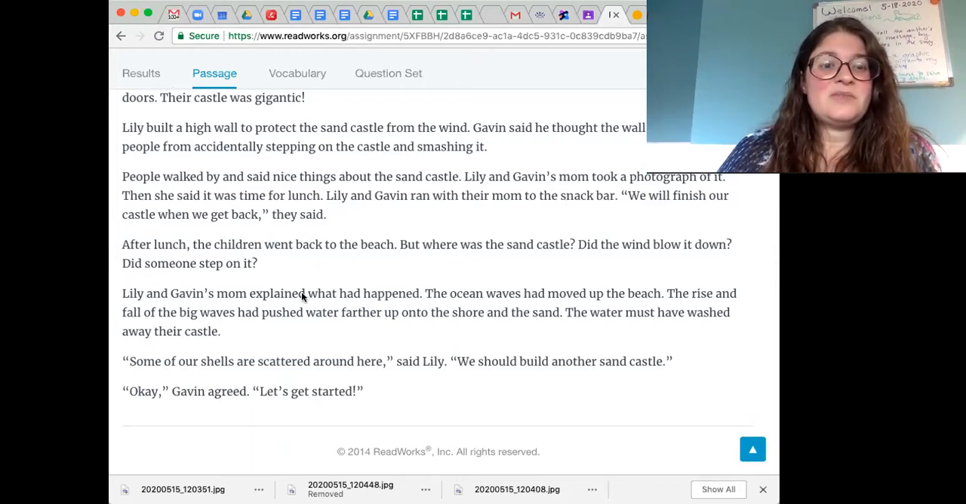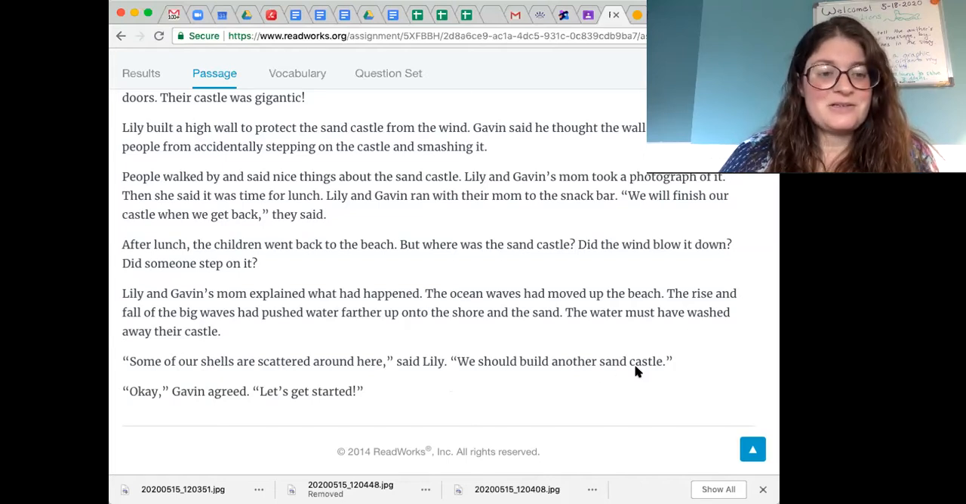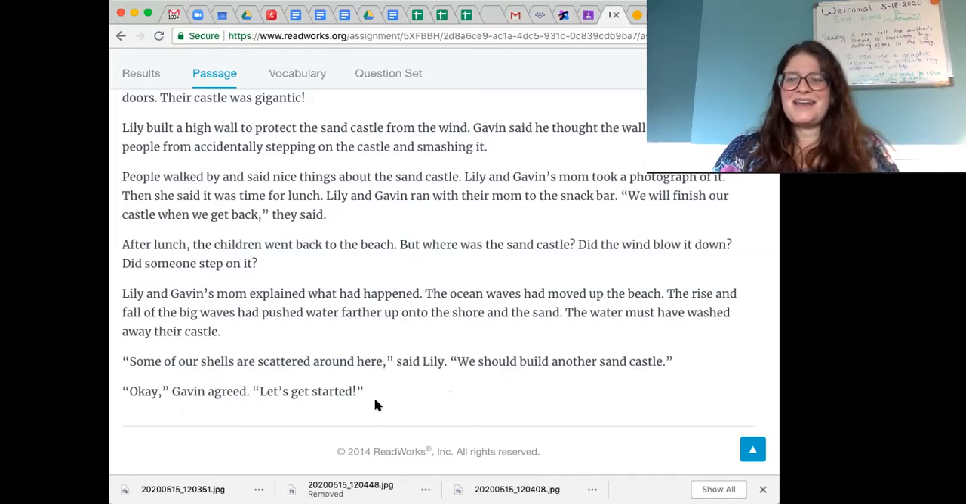Lily and Gavin's mom explained what had happened. The ocean waves had moved up the beach. The rise and fall of the big waves had pushed water farther up onto the shore and the sand. The water must have washed away their castle. That's disappointing. Some of our shells are scattered around here, said Lily. We should build another sandcastle. Okay, Gavin agreed. Let's get started.